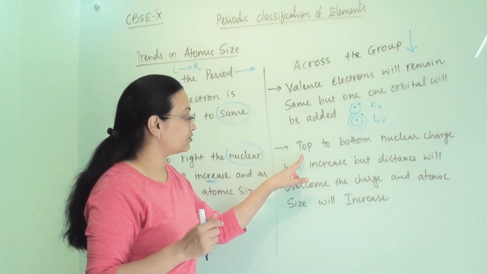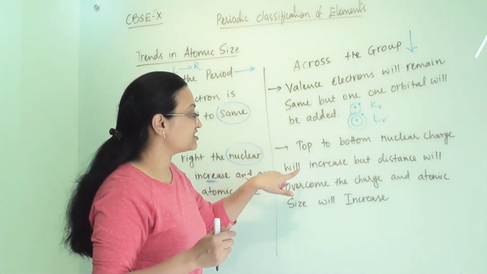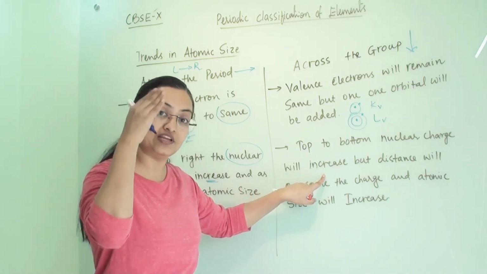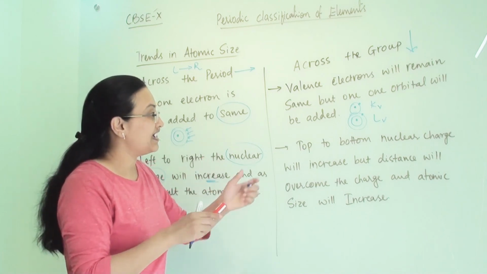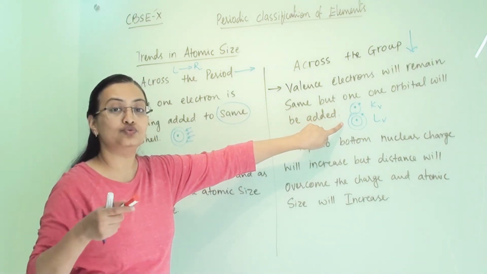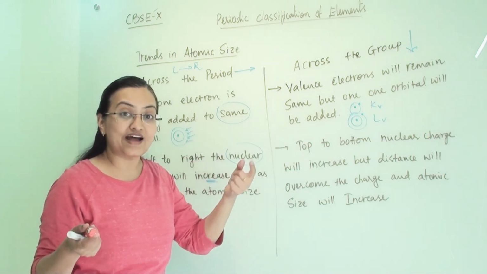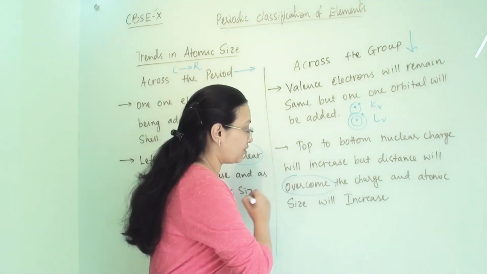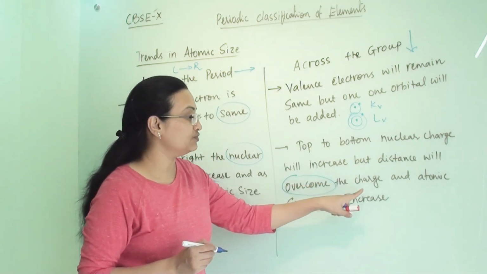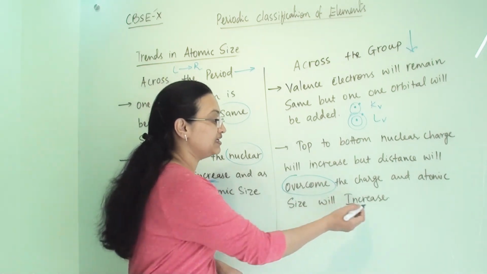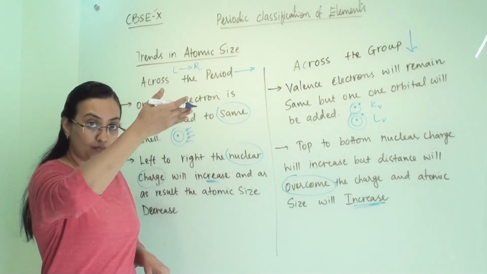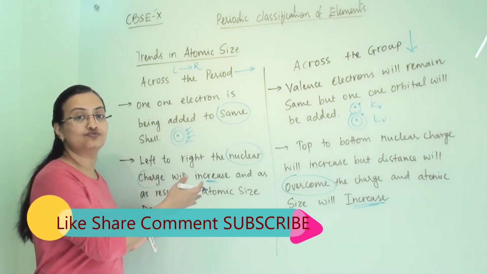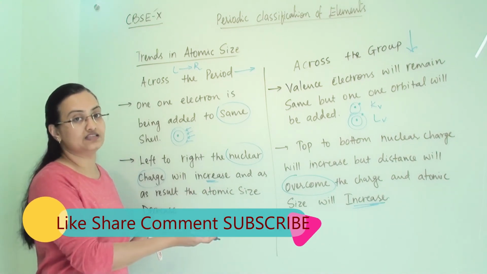Now what will happen across the group? Top to bottom, nuclear charge will increase. Nuclear charge is there across the group also, and it will increase. But along with that, as I have shown here, the distance from the nucleus will also increase. So that distance will overcome the nuclear charge. This is an important point. That distance will overcome the nuclear charge and atomic size will increase. So as you are going from top to bottom, the atomic size will increase, and as you are going from left to right, the atomic size will decrease.